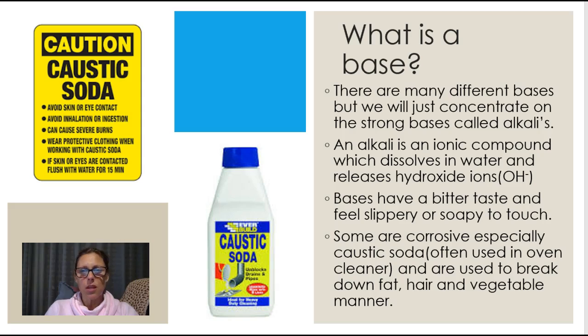They're slippery, so think soaps and detergents and so forth. Some are also corrosive, especially those really strong ones, things like the caustic soda that we mentioned in class, which is used in oven cleaner. Many of them are used to break down fats, hair and vegetable oils. So again, thinking of our cleaning products and our shampoos, they are used to break down those fats so we can cleanse our body.